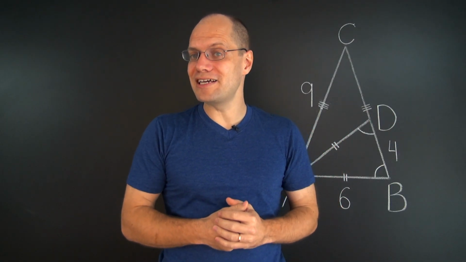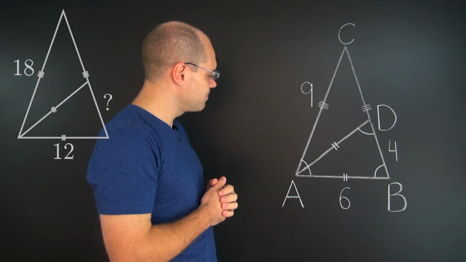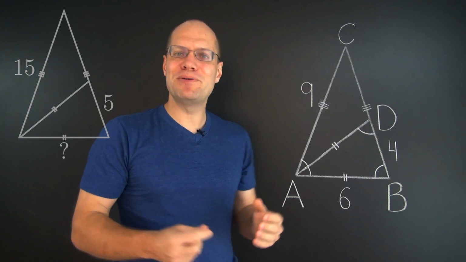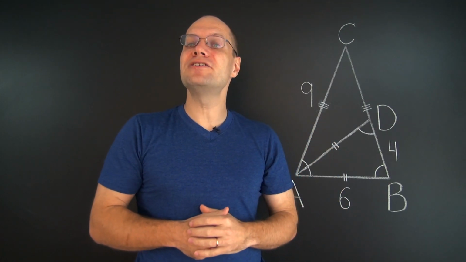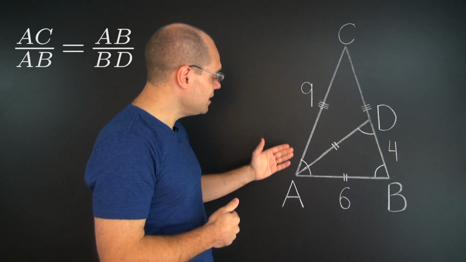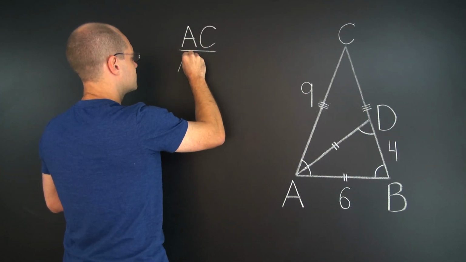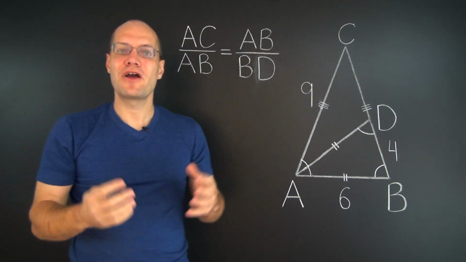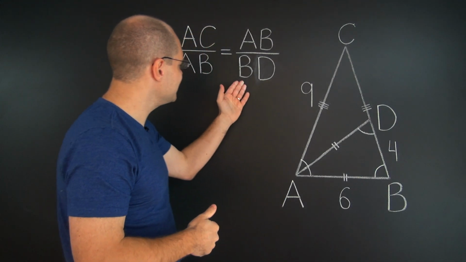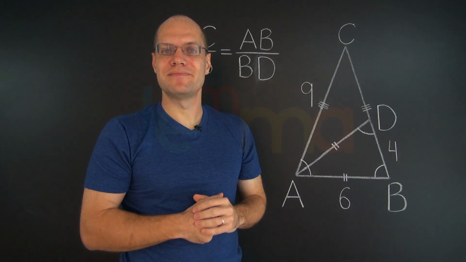The other variations, where you're given AC and AB and you're asked for BD, or you're given AC and BD and you're asked for AB, can be solved similarly by taking advantage of the same relationship, that AC over AB equals AB over BD. So what you need to do in those situations is plug in the lengths of the known segments into this identity, and that will yield a very simple equation for the unknown length.